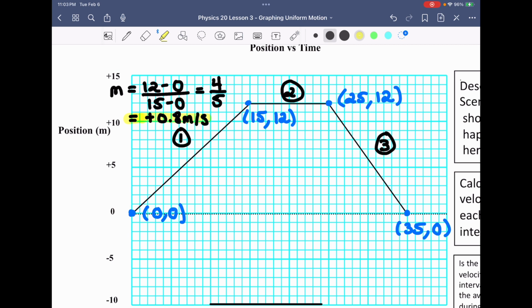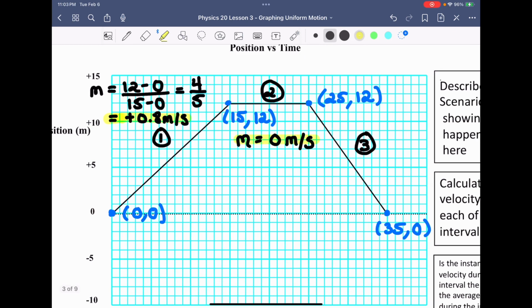This is a velocity. Position over time means we have some sort of velocity, so we need to include sign. Now, without even doing a calculation, horizontal lines from Math 10C always gave us something of 0 slope. So what is it? 0, but not only 0, 0 meters per second, and that represents our second slope.